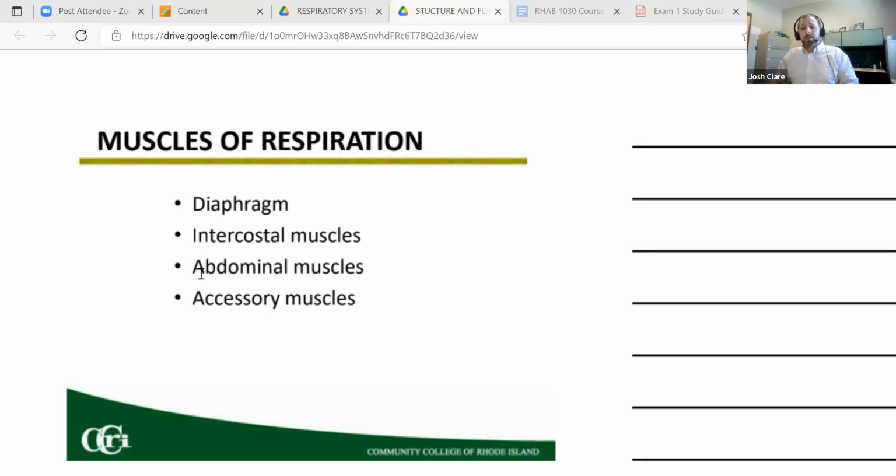Now, we also have accessory muscles that can be used. A good therapist will observe our patients and look at these accessory muscles. If we know there is a cardiopulmonary or respiratory problem, we will examine these accessory muscles of inspiration. These are sternocleidomastoid, serratus anterior.